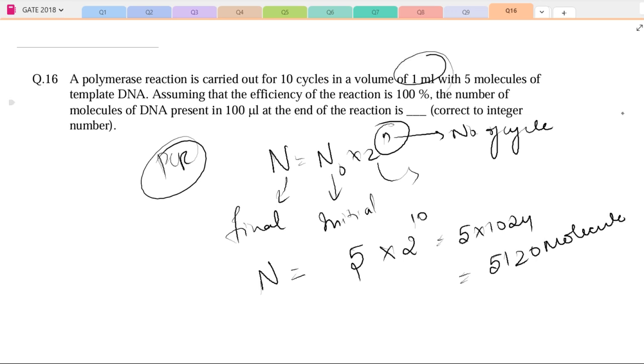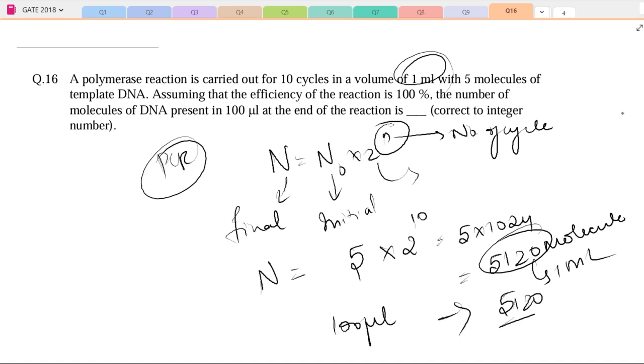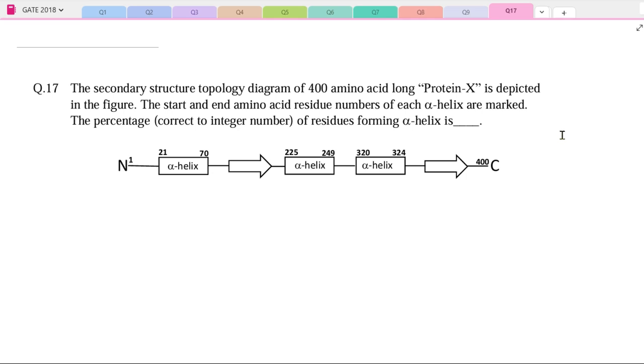However, this is in 1 ml. They have asked the answer in 100 microliter. So you divide this by 10. For 100 microliter, it is 5120 divided by 10, which is 512 molecules of DNA present in 100 microliter at the end of the reaction. So the correct answer here is 512. That's a pretty simple question. Moving on to the next question.